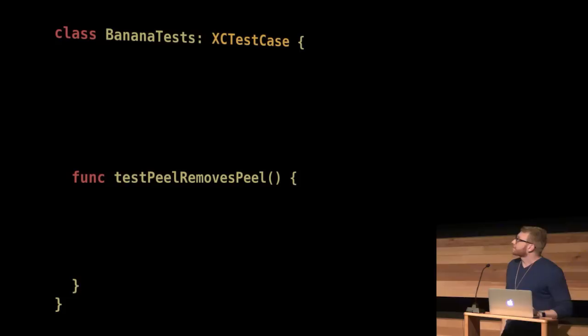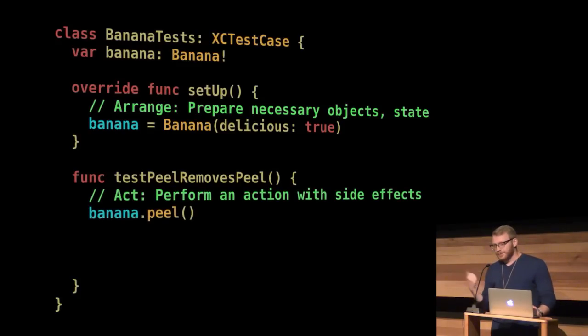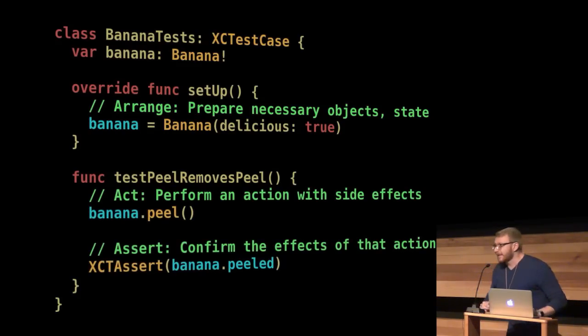So again, same basic pattern. I arrange, create my banana. Act, I peel that banana. And then assert that the banana has indeed been peeled. This is all gonna be open source later, BananaKit, it's huge. So look forward to that.